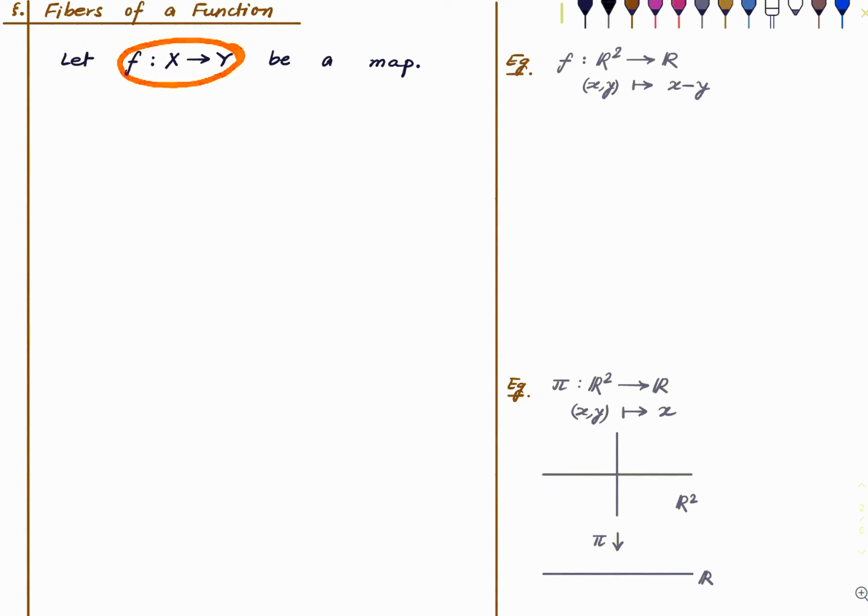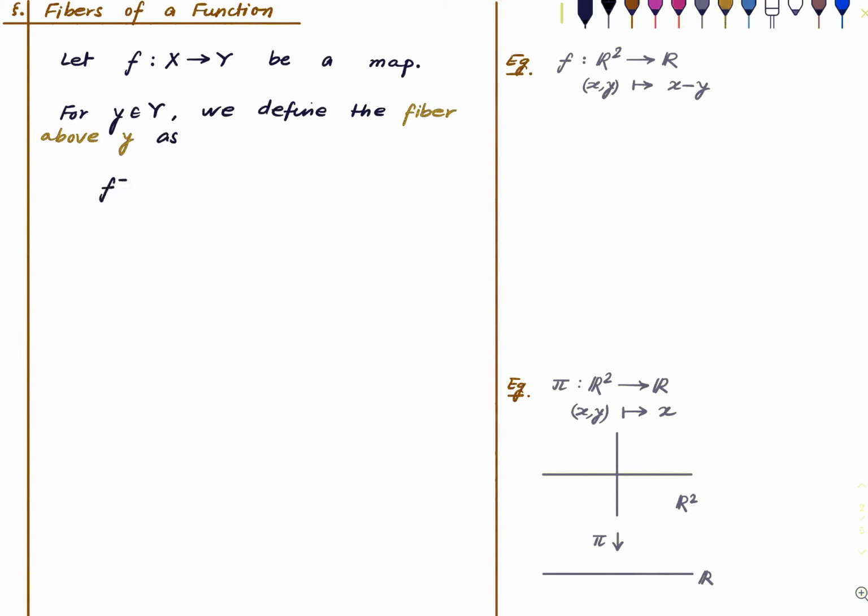So suppose we are given a function from a set X to a set Y. Then for a point little y in Y, we define the fiber above y as this, this is the notation, and that is the formal definition. So the fiber above y is all the points in X which map to y.